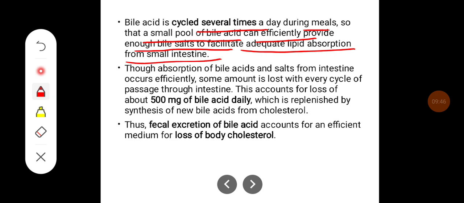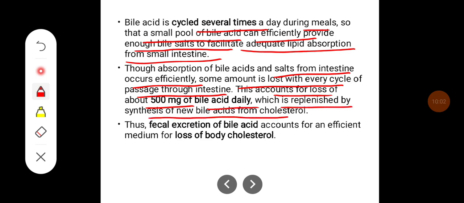Though absorption of bile acids and salts from the intestine occurs efficiently, some amount is lost with every cycle of passage through the intestine. This accounts for loss of about 500 milligrams of bile acid daily, which is replenished by synthesis of new bile acids from cholesterol. Thus fecal excretion of bile acids accounts for an efficient means of loss of body cholesterol.